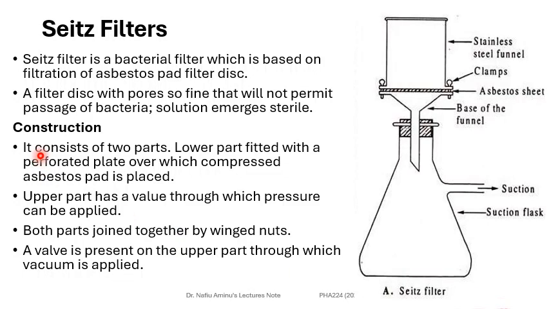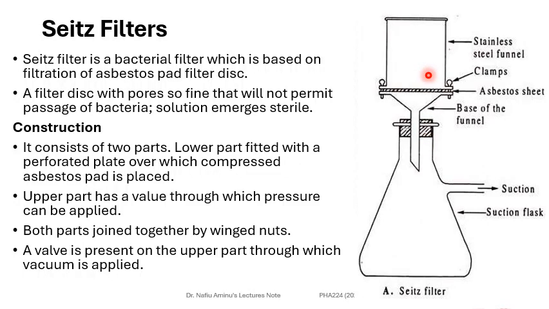So let's elaborate more on construction. It consists of two parts. The lower part fitted with a perforated plate over which a compressed asbestos pad is placed. This is the lower part, meaning the base of the funnel. The upper part has a valve through which the pressure can be applied. Both parts are joined together by a wedge nut, so this one and this one, and then the valve is present on the upper part through which vacuum is applied. So this is how the system looks like.